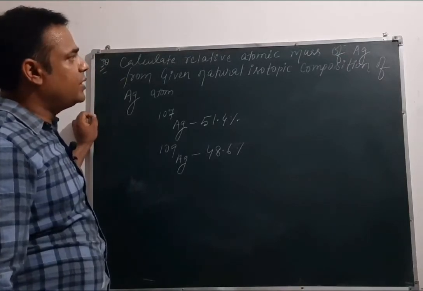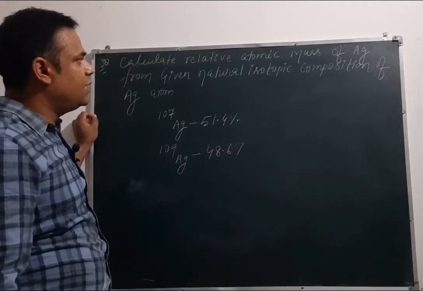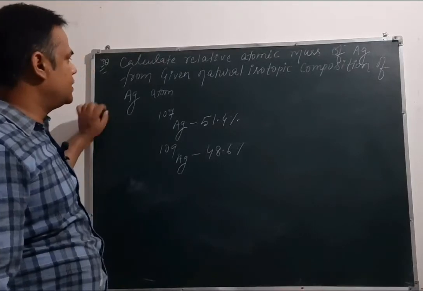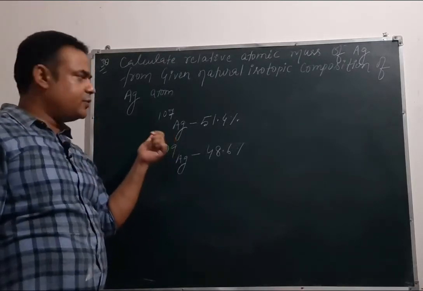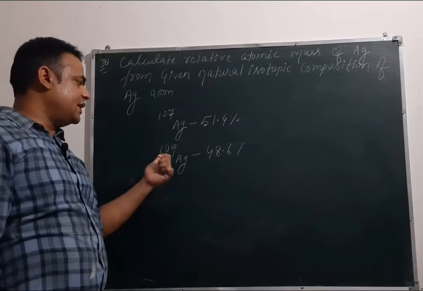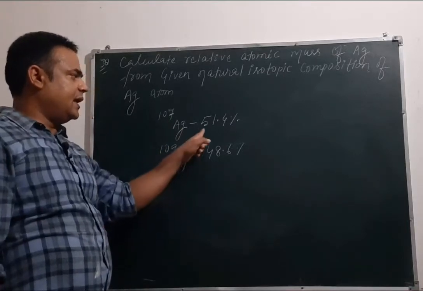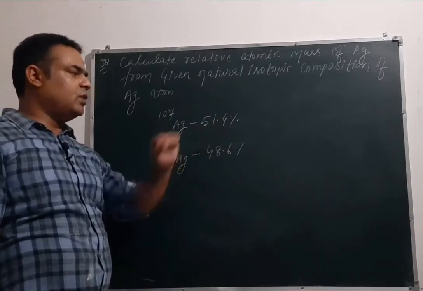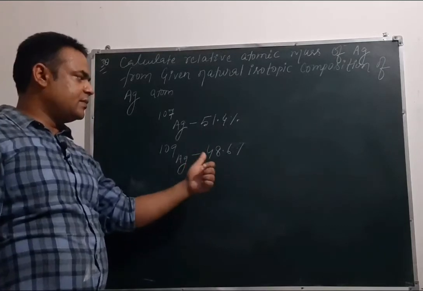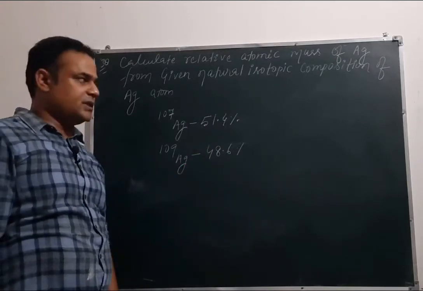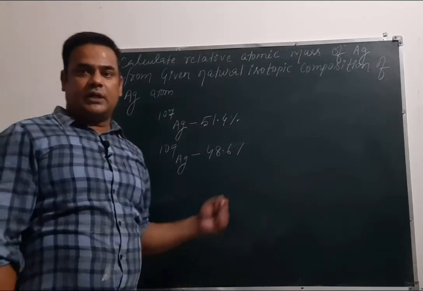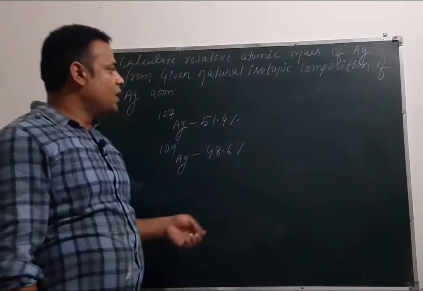Calculate the relative atomic mass of Ag from the given natural isotopic composition of the silver atom. These isotopic compositions are 107 Ag and 109 Ag, and its composition is 51.4%, and here its composition is 48.6%. So first pause your video and try to solve this question by yourself.